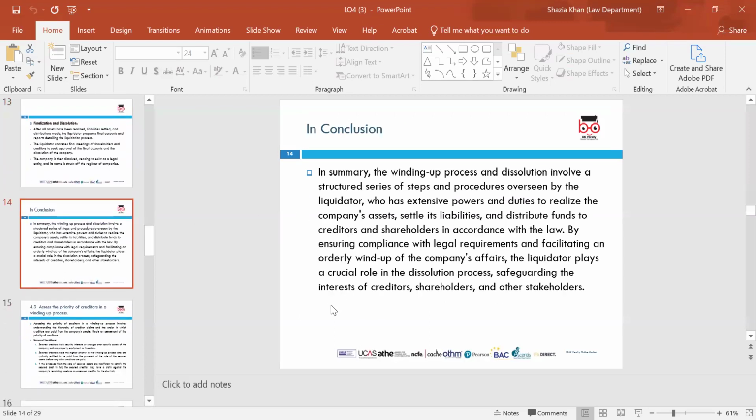So in conclusion, in summary, the winding up process and dissolution involve a structured series of steps and procedures overseen by the liquidator, who has extensive powers and duties to realize the company's assets, settle its liabilities, and distribute funds to creditors and shareholders in accordance with the law, ensuring compliance with legal requirements and facilitating an orderly winding up of the company's affairs. The liquidator plays a crucial role in the dissolution process, safeguarding the interests of creditors, shareholders, and other stakeholders.